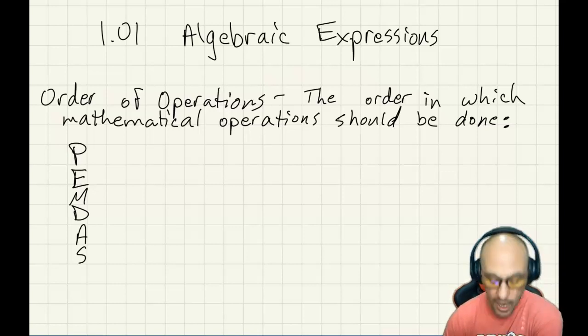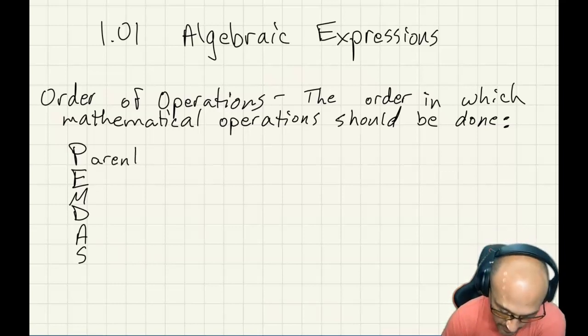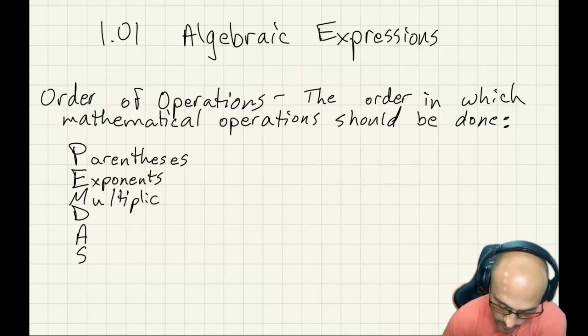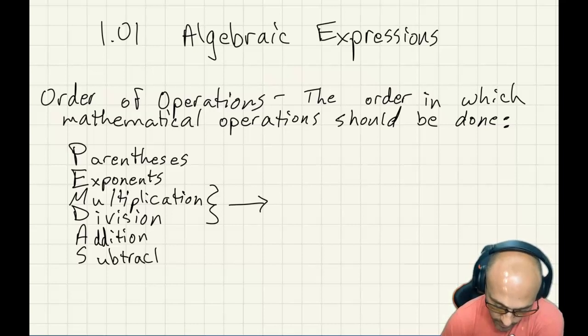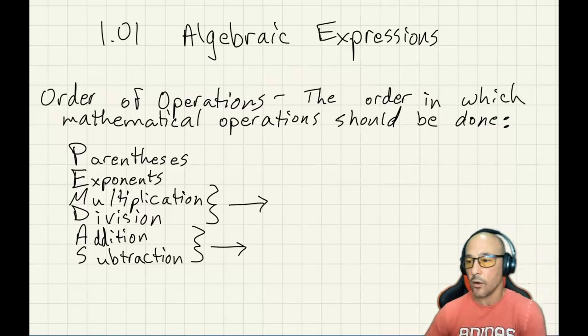And we say PEMDAS. So it's parentheses, exponents, multiplication and division, and you do those together from left to right. After that, then you do addition and subtraction, also together from left to right, and that's what that arrow means.